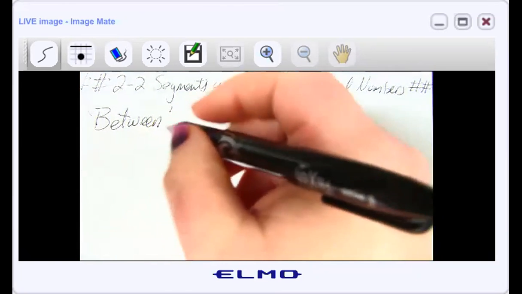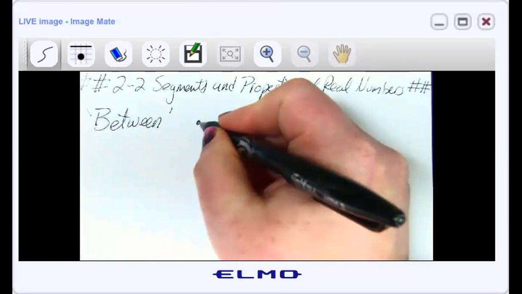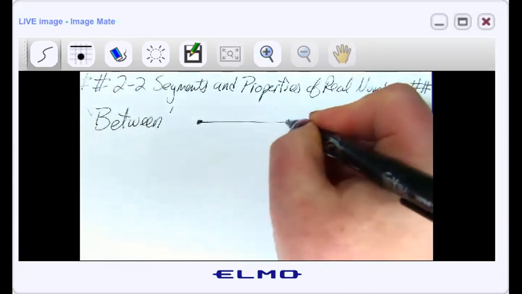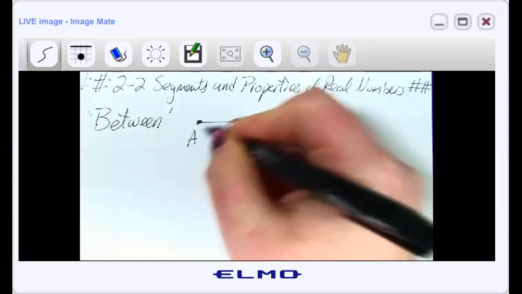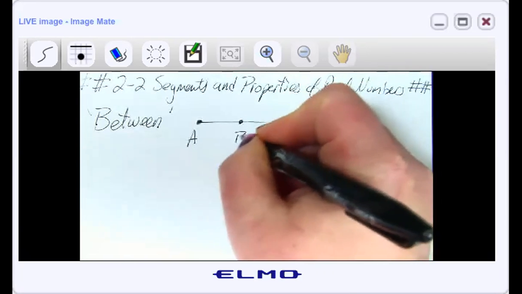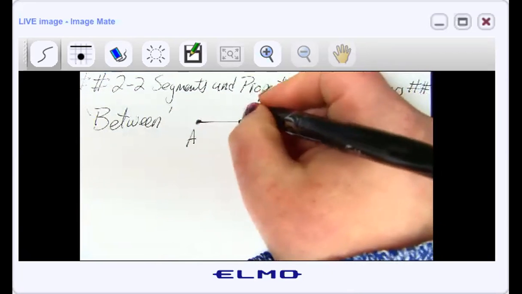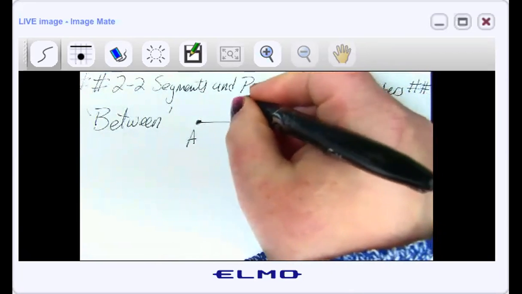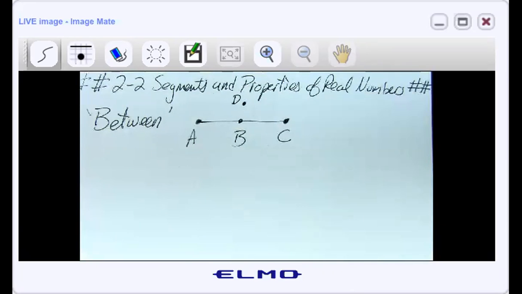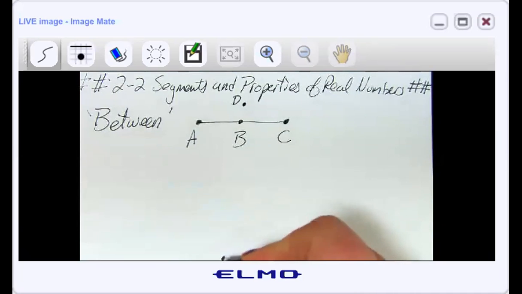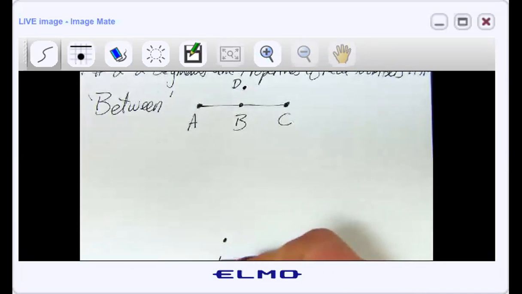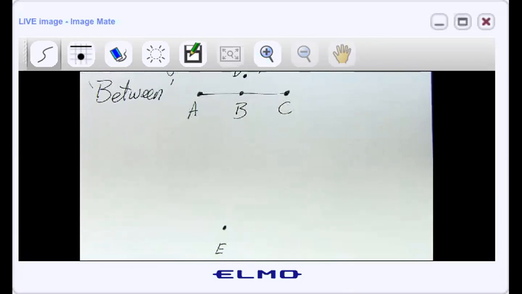Obviously, if I had something like, I'll just draw you a picture here. If I had this and I had points here, A, B, and C. Certainly, we all know that B is between A and C, right? Easy peasy. But what if I asked you about, what if I put like a point D here? Is D still between A and C? What if I put a point E way down here? Is that still between A and C?